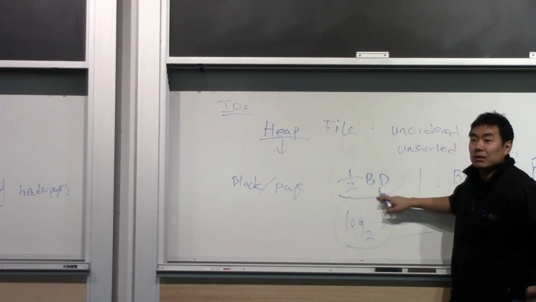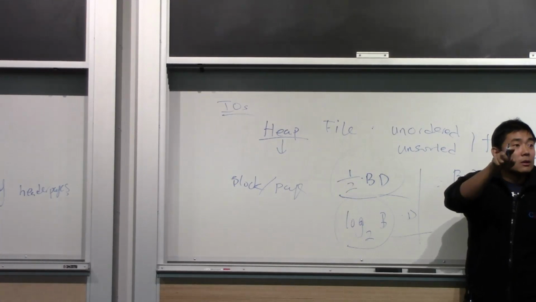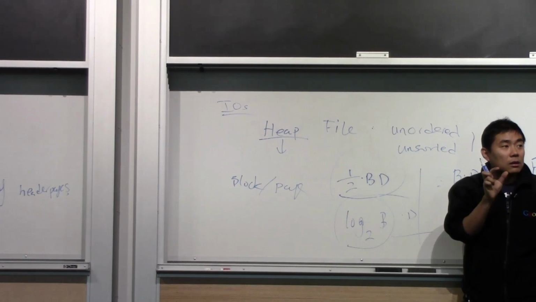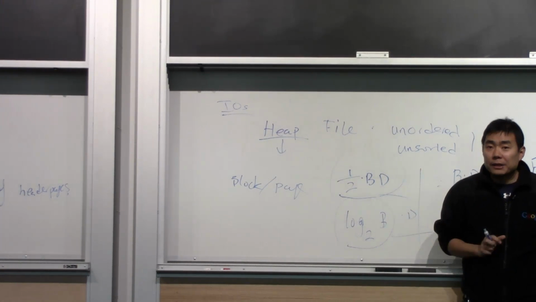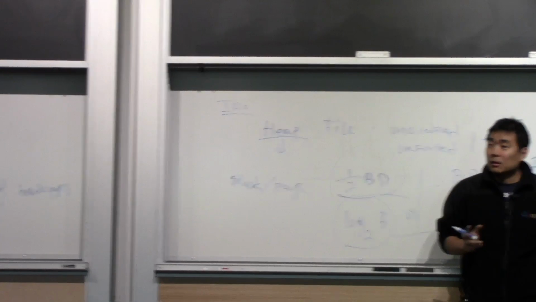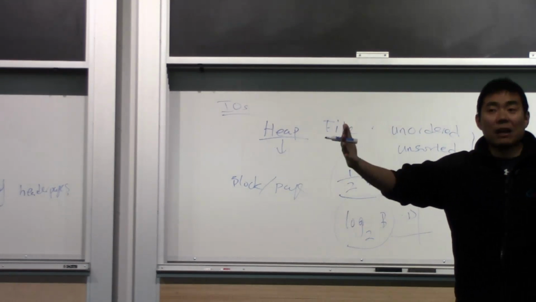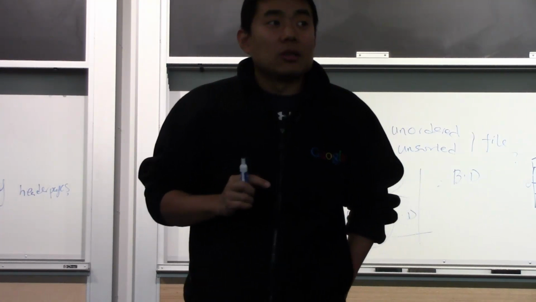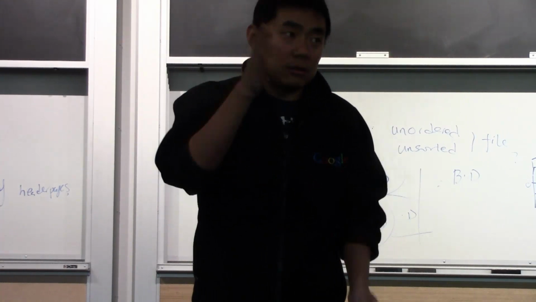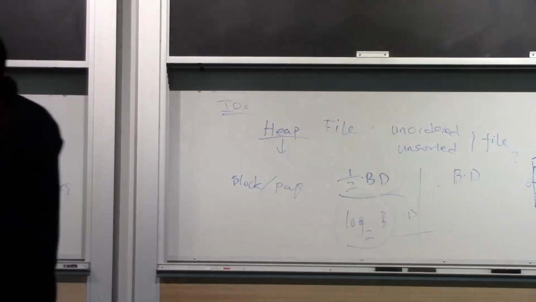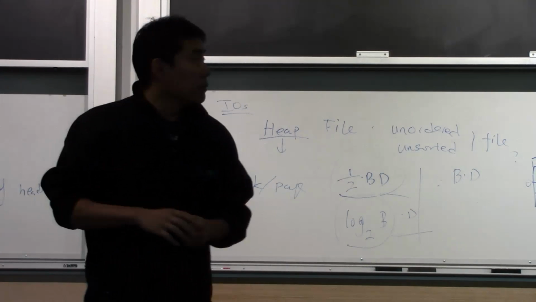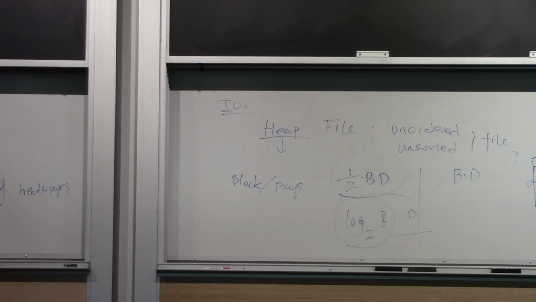The reason the average case is half BD is that I tell you there's only one matching record. If I don't tell you that, even for equality search using a heap file, you have to go all the way to the end. That make sense? Because you don't know whether there will be more matching values or not until you have exhausted all records. The only scenario you can terminate early for equality search over a heap file, and for range search as well, is when you know how many records will be satisfying your query condition.